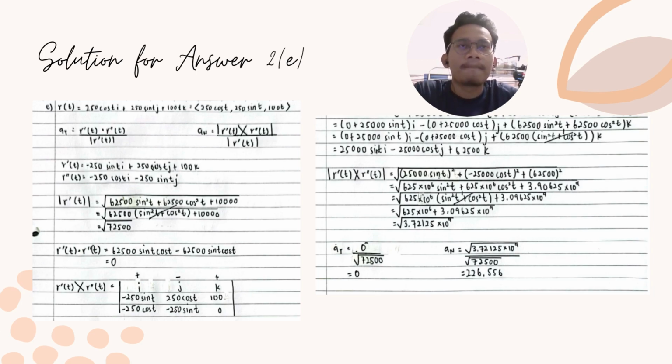And then we use the tangential component formula, and we put in the values that we got before, which is 0 over the square root of 72,500, and then we will get 0 for the tangential component. For the normal component, we take the square root of 3.72125 times 10 to the power of 9 over the square root of 72,500. We will get the answer 226.556.